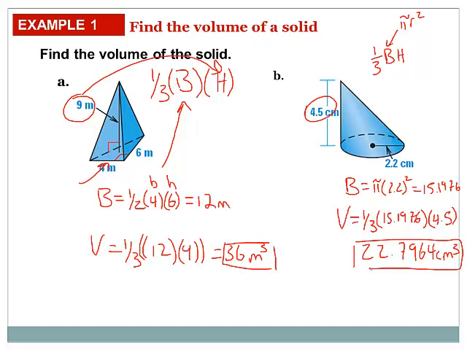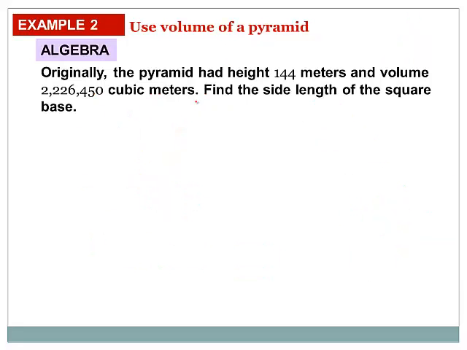Okay, so two very similar figures. The formulas are exactly the same, only their bases are a little different. And again, please make sure you distinguish between the big B, big H, little b, little h. So we have to use volume of a pyramid. Originally the pyramid had a height of 144 meters and a volume of 2,226,450 cubic meters. Find the side length of the square base.